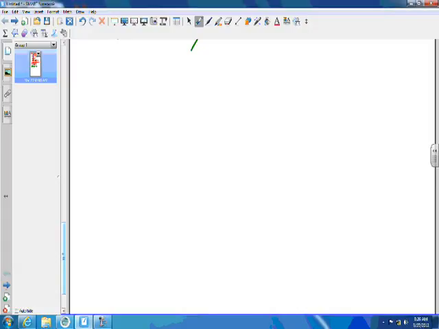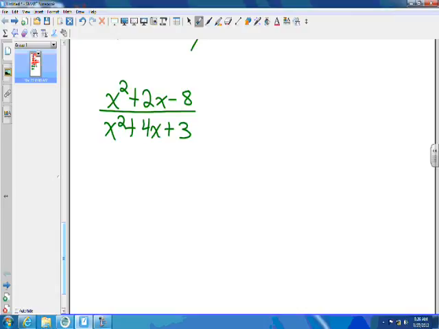So page 445, example 5 there. We have x squared plus 2x minus 8 all over x squared plus 4x plus 3, times 3x plus 3 all over x minus 2.